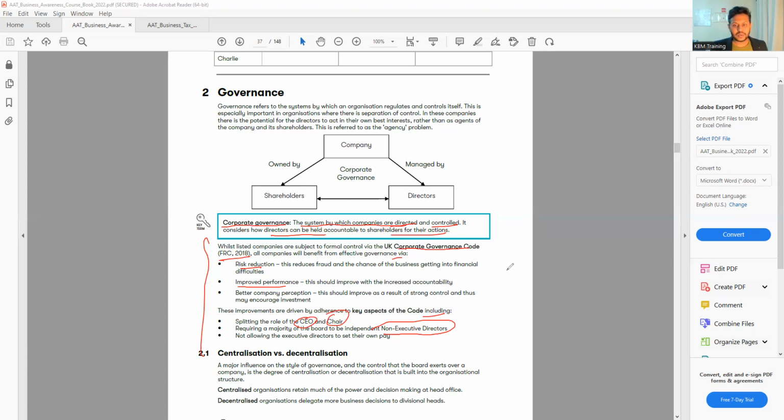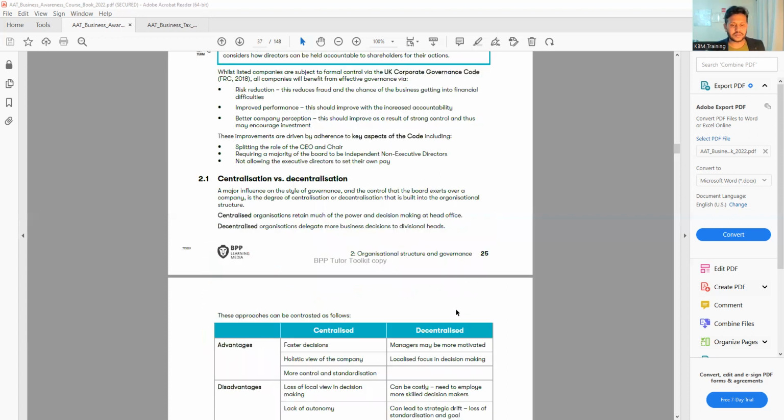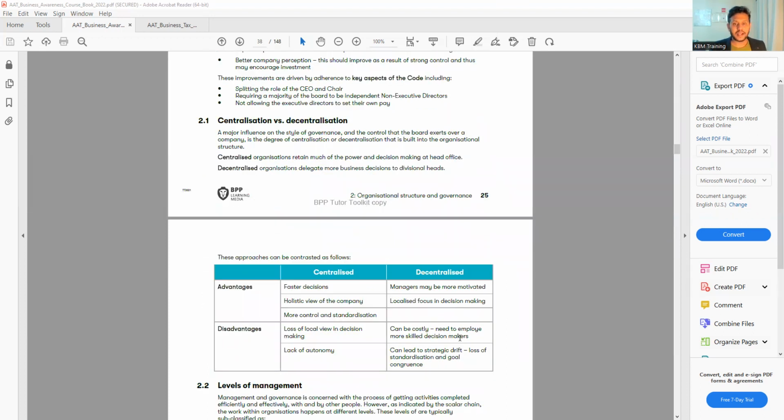All right, the next one we have here is centralized and decentralized. Obviously there are some advantages and disadvantages of both. There is no good or bad, it depends on the company structure. A centralized organization retains much of the power and decision making at head office. So when you are centralized, most of the power for decision making is retained in the head office. A decentralized organization delegates more business decisions to divisional heads. So every division has a head. So you have small divisions.